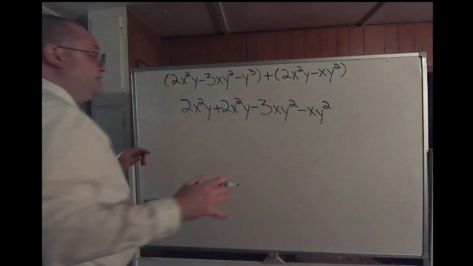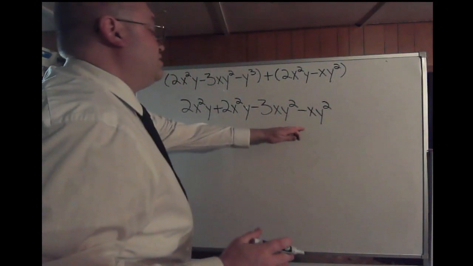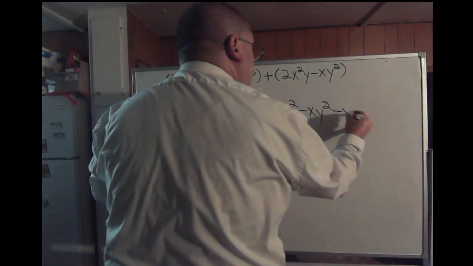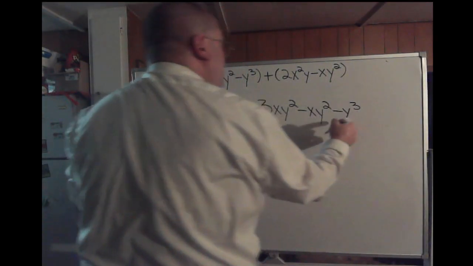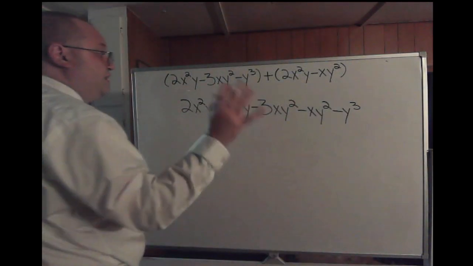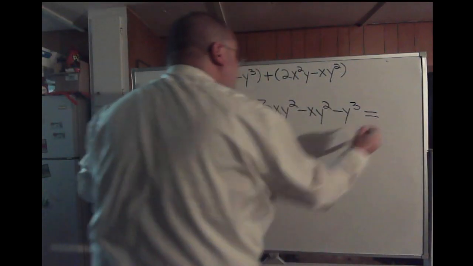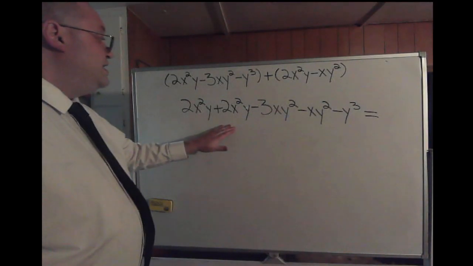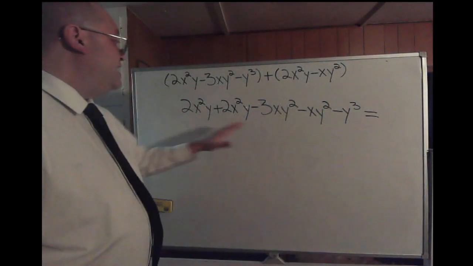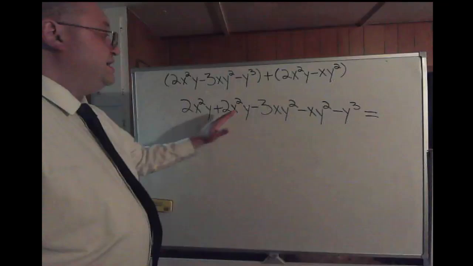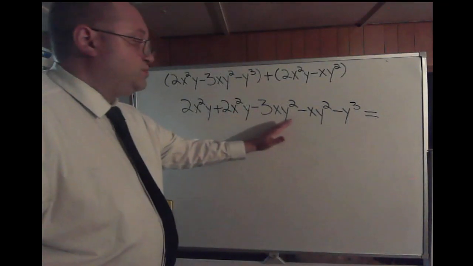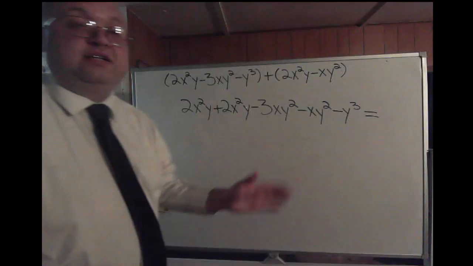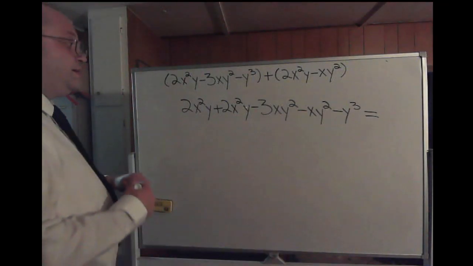Alright, so now we've dealt with the xy squared terms. There's no more. All that's left is minus y to the third. There's no other y to the third term, so that's all we can do for that. As you can see, I have arranged the like terms: the x squared y's with the x squared y's, the xy squareds with the xy squareds, and the y cubed kind of hangs out on its own because that's the only term for it.